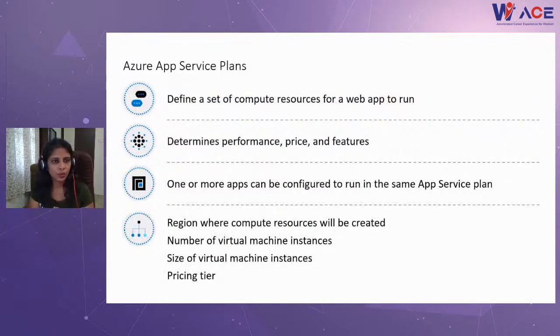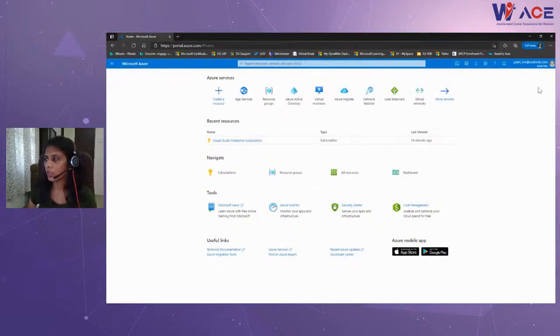See, this app service plan is something that you will have to choose before you even deploy your application. So let me just take you through the portal now. Let me open the portal. Okay, so this is my Azure portal. I logged in using portal.azure.com.